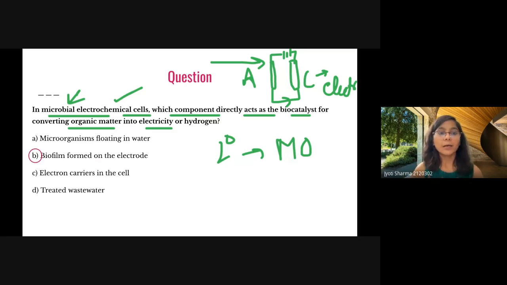So on the electrodes we have anode and cathode. Mostly on the anode we have the biofilm of microbes. Bio is just the microorganism, so the microorganisms are attached to the anode, and this is how it will act like the biocatalyst. So that's why B is the right answer.